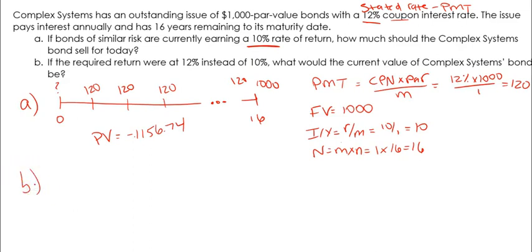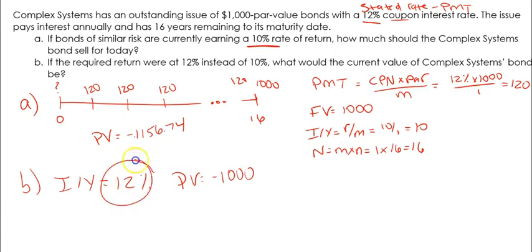Okay, so part B. What if the required return were 12% instead of 10%? So everything stays the same except our I/Y changes to 12%. Now we don't actually have to do any calculations for this, because any time the required return is equal to the coupon rate, the bond is going to trade at par value. So the present value is $1,000. No calculations are necessary because the required return is equal to the coupon rate.